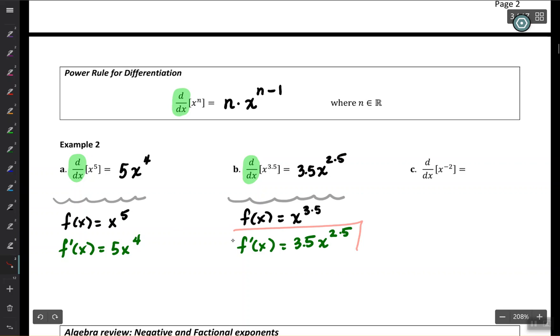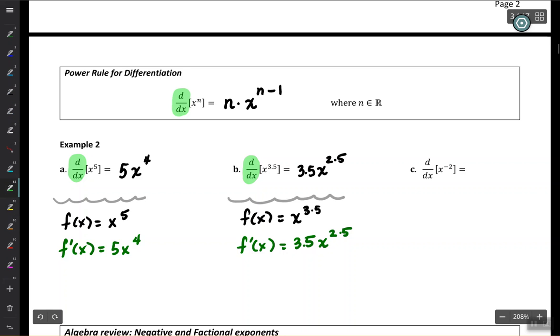This was delightfully simple to do, but remember the power of this thing. This is a function. If I put in any x in the domain, what is it going to spit out? It's going to spit out the slope of the tangent line to y equals x to the 3.5 power at that x value. Super, super cool and delightful that it's this easy to do.